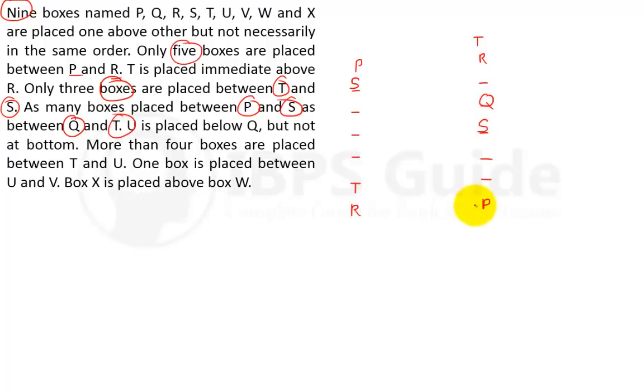Now count the number of boxes first: 1, 2, 3, 4, 5, 6, 7, 8. Only 1 box is needed in this case. And in this case, 1, 2, 3, 4, 5, 6, 7 boxes, so 2 boxes are needed. Just read further.